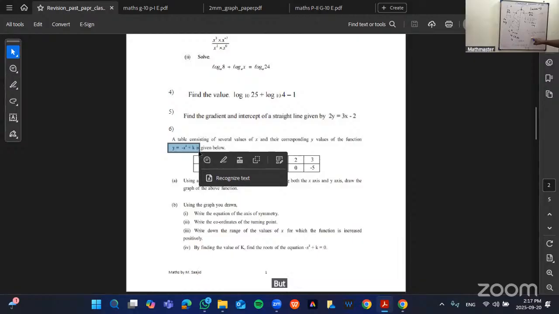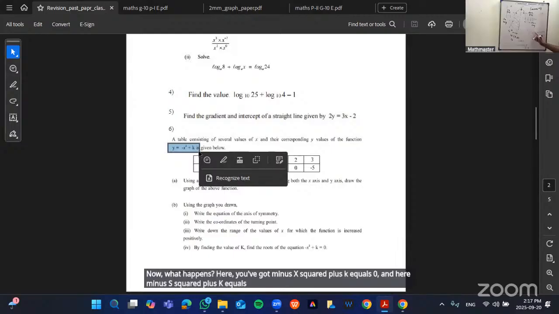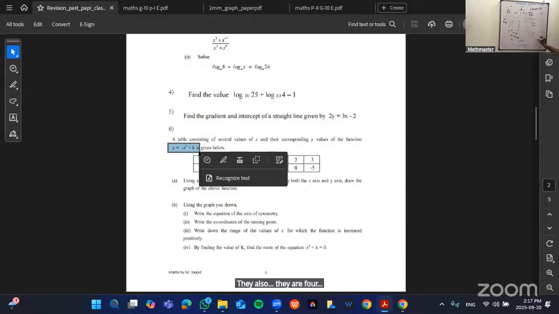But the only difference is here you have 0, here you have 1. Now what happens? Here you got minus x squared plus k equals 0, and here minus x squared plus k equals y. Here the left side terms are equal, means what about the right side terms? They are also equal. Therefore, y should be equal to 0. Now where is y equals 0? Here is y equals 0, this line. Y equals 0 means this line.